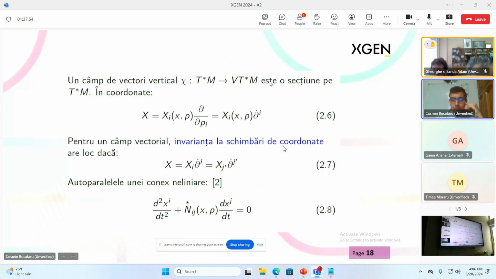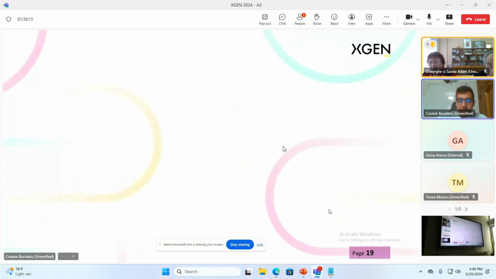cotangent bundle. And the most important thing that we will use in the next session is that we want the invariance to the change of coordinates. And then, of course, the auto-parallel of the nonlinear connections take the form in the equation 2.8.